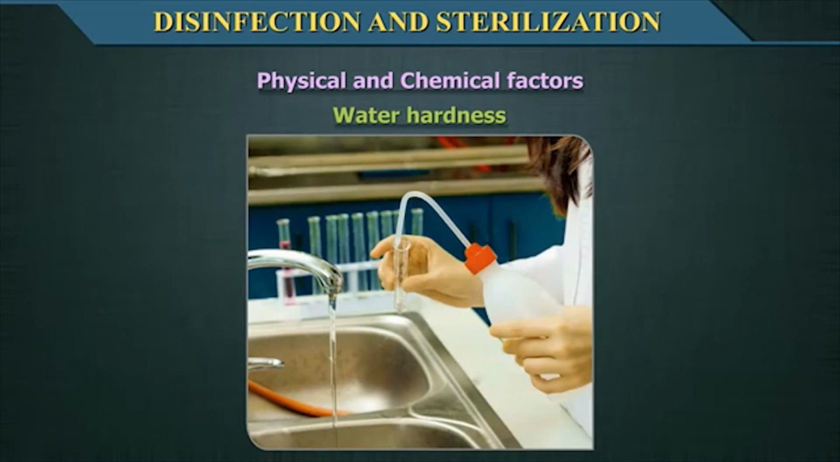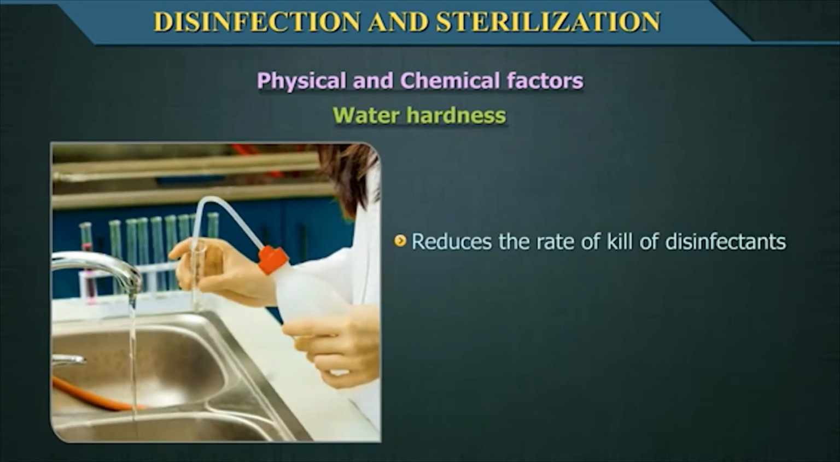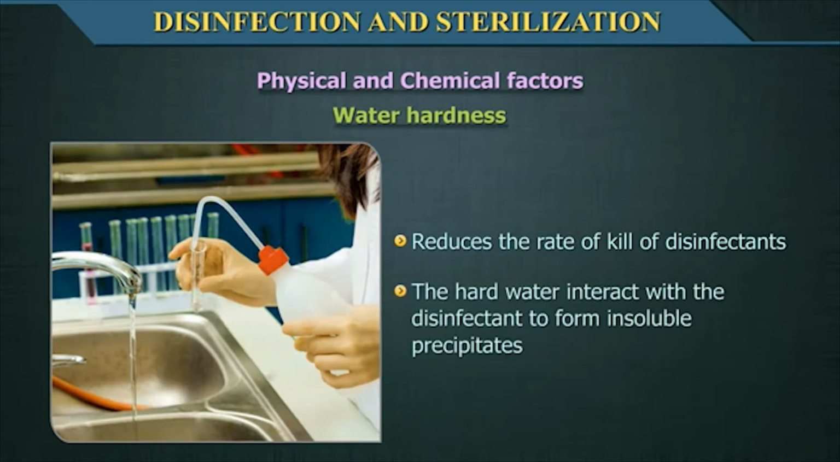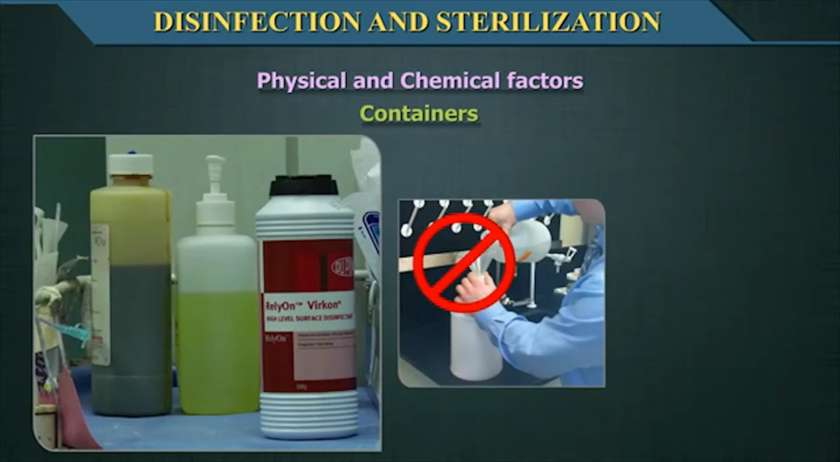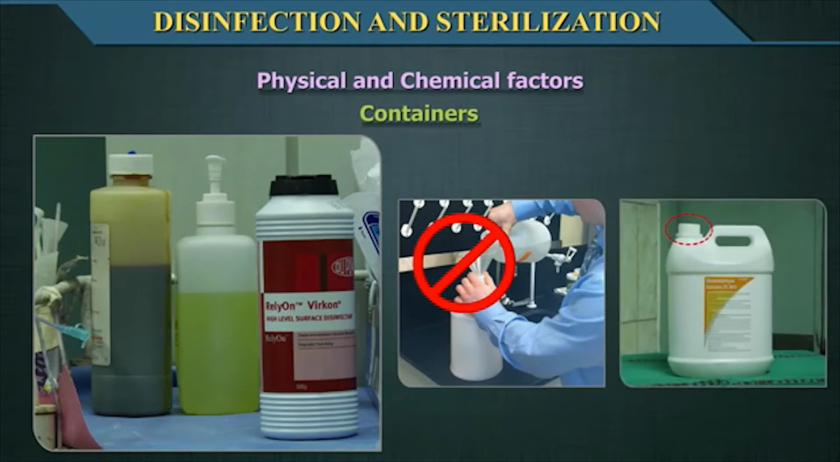Water hardness, that is, high concentration of divalent cations, reduces the rate of kill of certain disinfectants because divalent cations, for example magnesium and calcium, in the hard water interact with the disinfectant to form insoluble precipitates. Containers must be cleaned regularly and must not be topped up with fresh disinfectant as the level drops. The container must be covered with a tightly fitting lid in order to minimize the spread of toxic vapor.